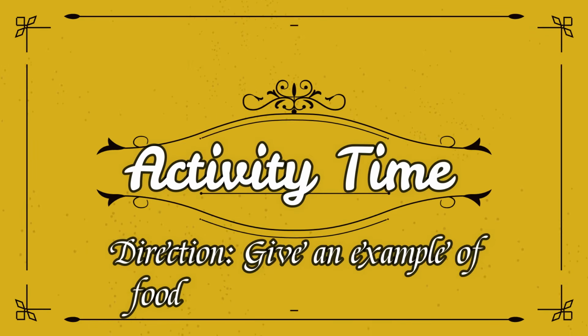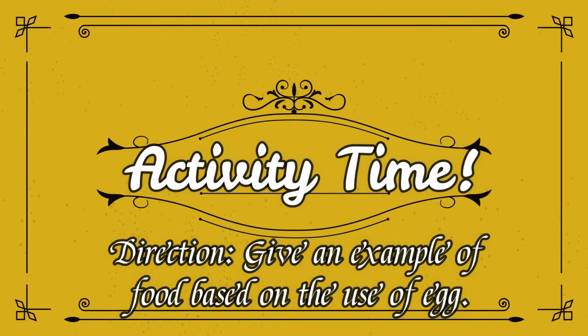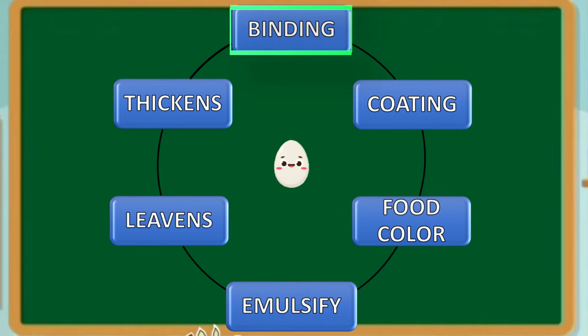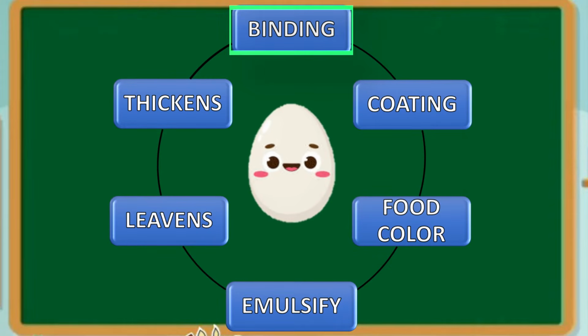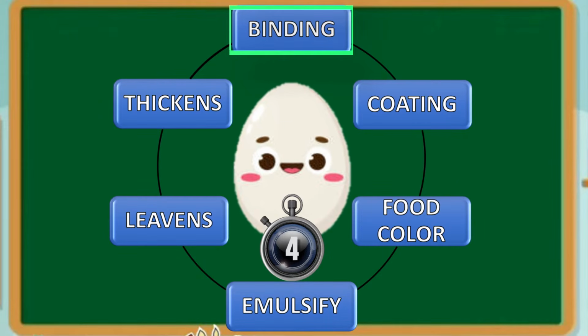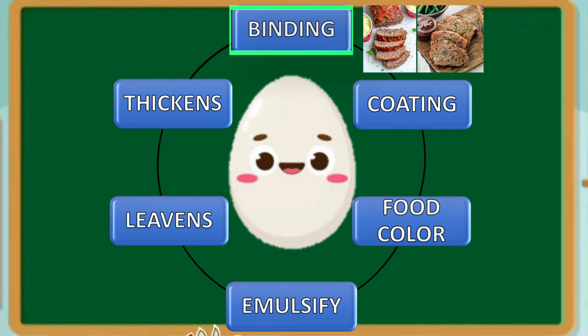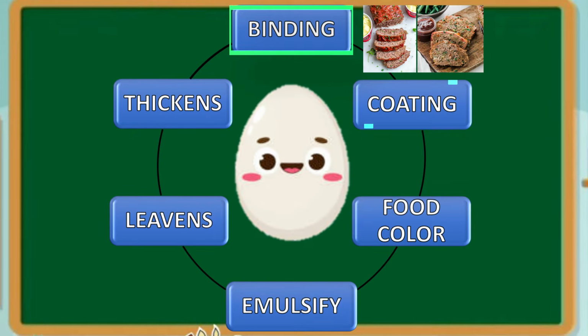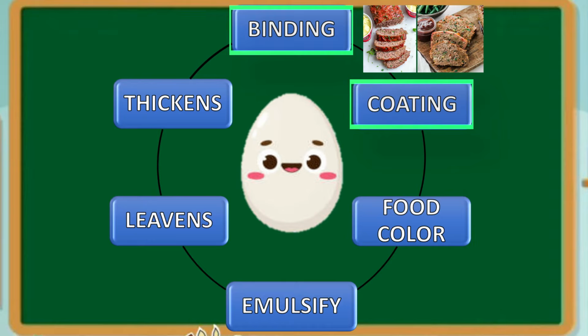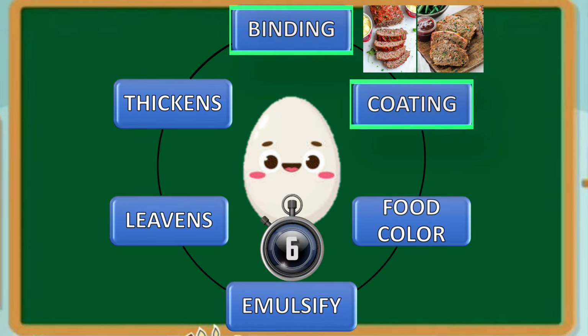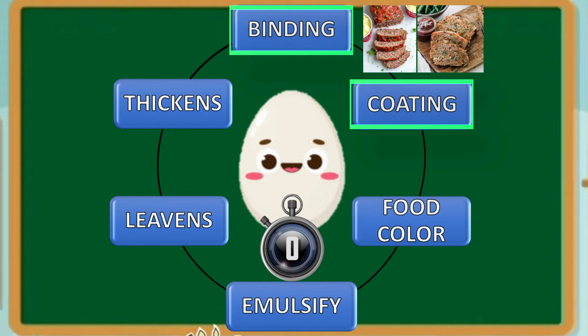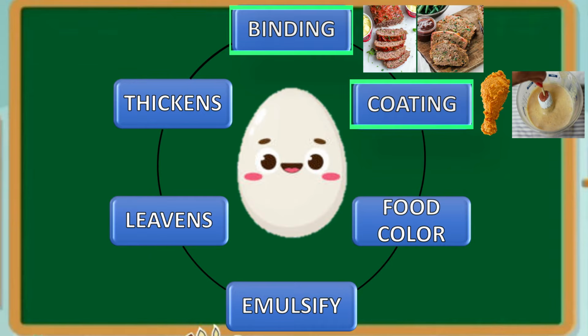Now let us have an activity. Give an example of food based on the use of egg. What food uses egg in binding its ingredients? One possible answer is meatloaf. What about in coating? Possible answers are fried chicken or corn dog.